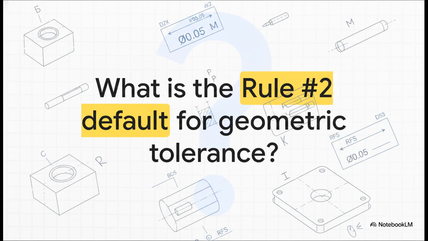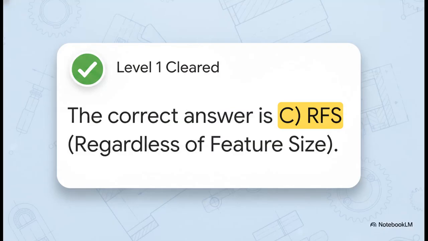Question 1. According to ASME Y14.5 Rule Number 2, what is the default condition for geometric tolerance values if absolutely no modifier is applied? Is it A, maximum material condition, B, least material condition, C, regardless of feature size, or D, regardless of material boundary? Okay, here's your first pause challenge. Hit pause on the explainer right now, lock in that answer. You've got 5 seconds. And we're back.